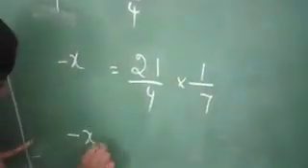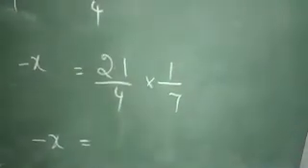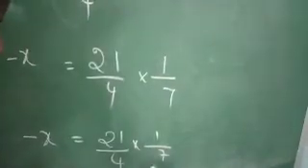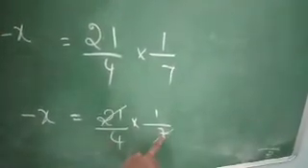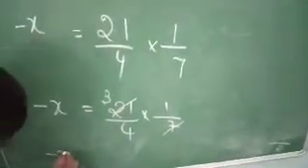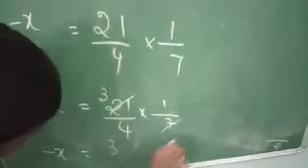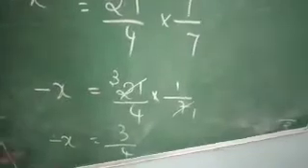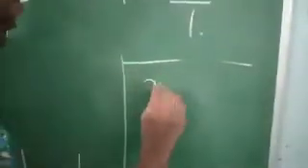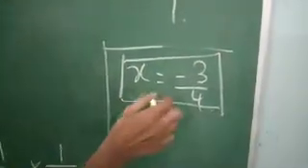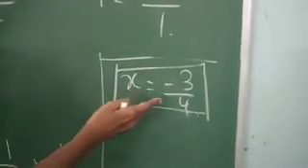So now you find the value for x. 21 by 4 into 1 by 7. When you multiply 7 with 3, you will get 21. So here it is 3 times. So now minus x is equal to 1 3s are 3. Here it is also 1 4s are 4. So now the x value is 3 by 4. Now you shift this minus to that side. So now the value for x is equal to minus 3 by 4. So this is the value for x. So now we have found out the value for x.